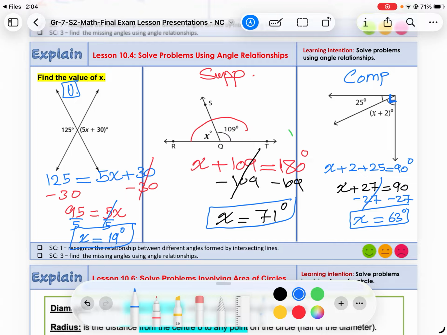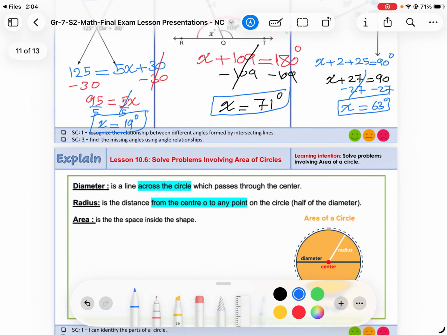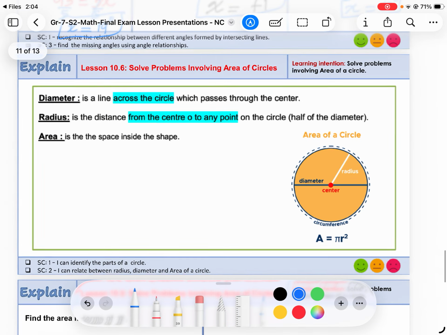It could be a two-step equation like example one, or it could be a one-step equation. That means one step and you're done. You add or subtract and that's it. Okay, so that's it for our fourth lesson, 10.4.